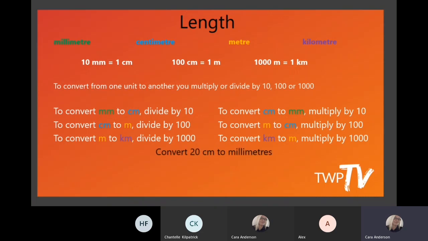So looking at an example, if we're going to convert 20 centimeters to millimeters, what am I going to do? Can anyone figure that out? You don't necessarily need to write the answer. You can just tell me what I'm going to do. Am I going to multiply or divide? And am I going to go by 10, 100, or 1,000? What am I going to do?